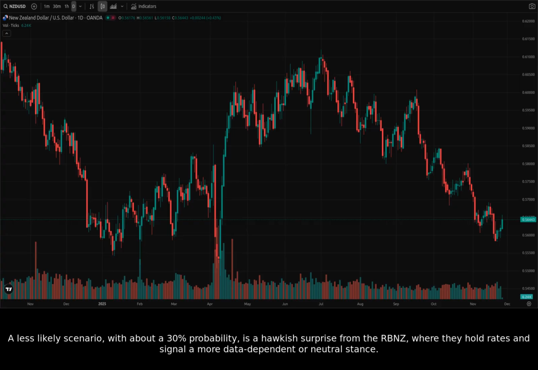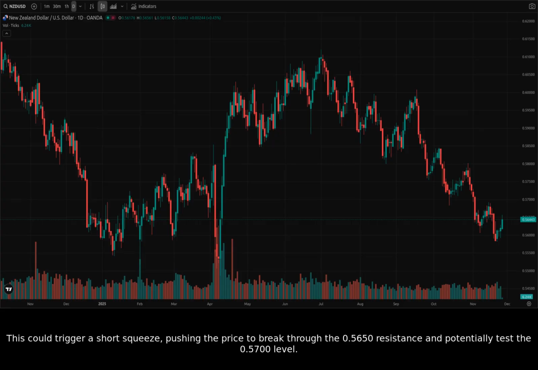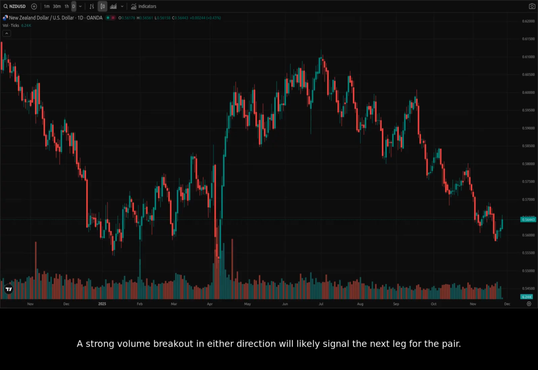A less likely scenario, with about a 30% probability, is a hawkish surprise from the RBNZ, where they hold rates and signal a more data-dependent or neutral stance. This could trigger a short squeeze, pushing the price to break through the 0.5650 resistance and potentially test the 0.5700 level. The main thing to watch is the RBNZ policy statement and the subsequent price reaction at these key support and resistance levels. A strong volume breakout in either direction will likely signal the next leg for the pair.